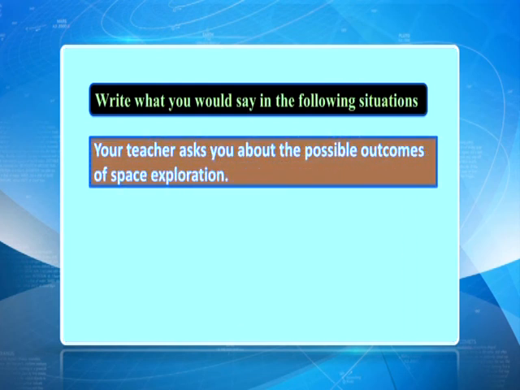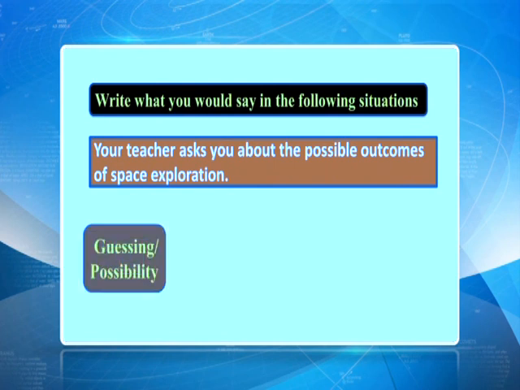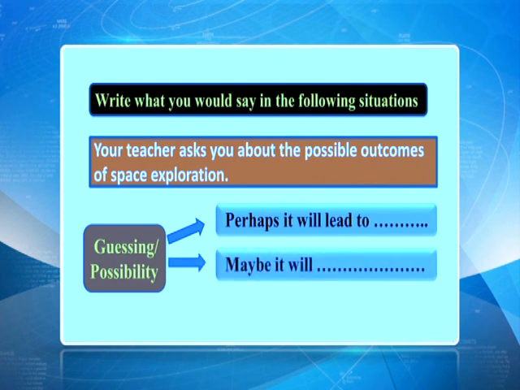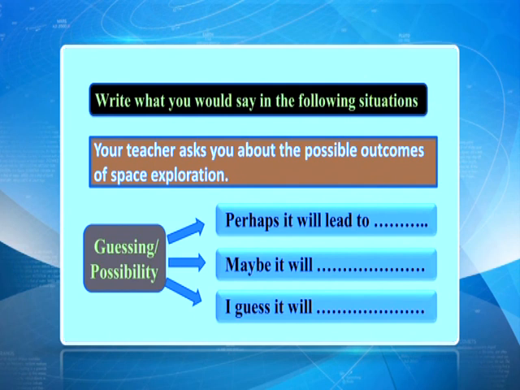Okay, another example. Your teacher asks you about the possible outcomes of space exploration. Now, the right response here is to express guessing or possibility. If you want to guess something, you say what? Perhaps it will lead to the development of technology, for example. Maybe it will cause technological advances on Earth. Or I guess it will be helpful to us on Earth.